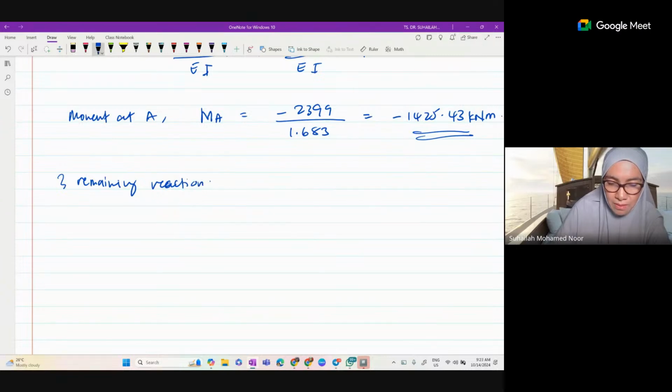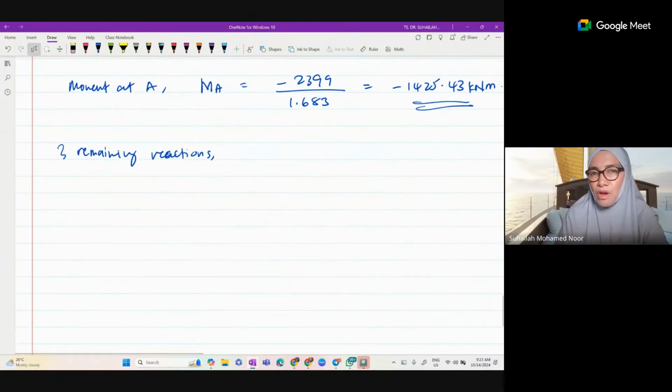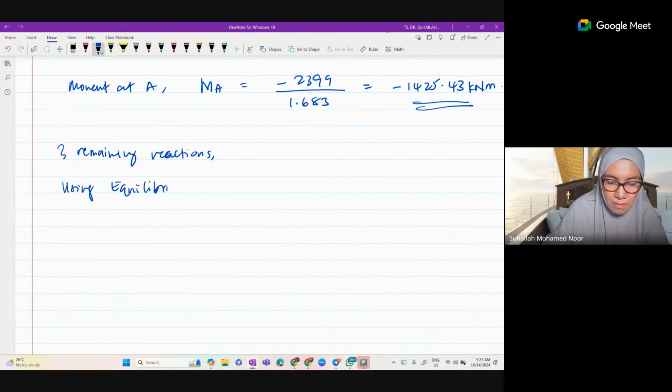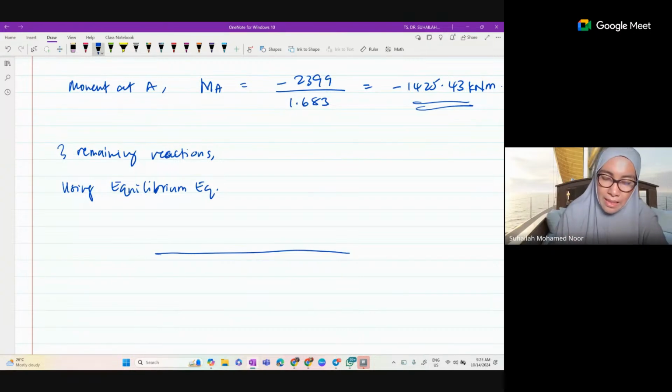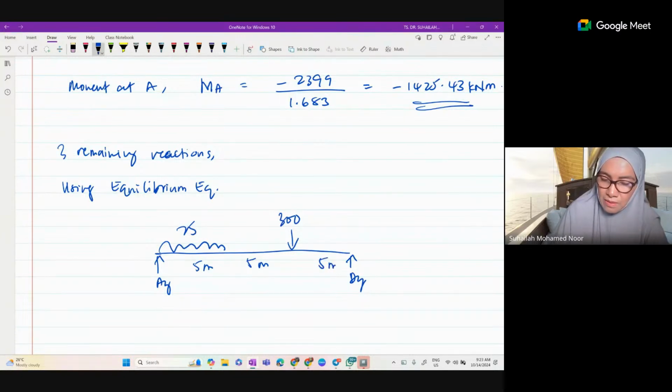Reaction. Yang ni kalau you nak solve using equilibrium equation, you have to draw all again. So sini kan AY, DY, 300. This is 25, dia 5 meter, 5 meter, 5 meter.